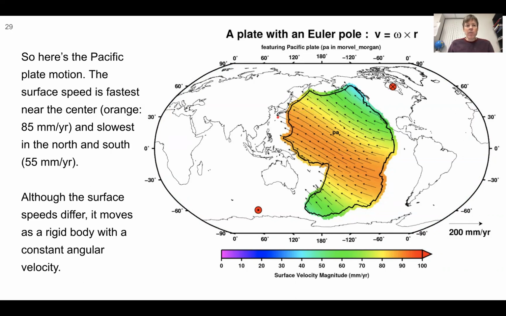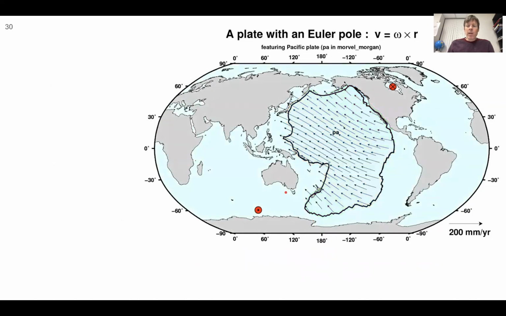So here's the motion. The surface speed is fastest near the center, the orange, at about 85 millimeters per year, and slowest in the north and south at about, say in the green here, low green's 55 millimeters per year. Although the surface speed differs, it moves as a rigid body with constant angular velocity. So like the basketball, the surface speed changes, but it's moving like a rigid body. And here we have, without any of the color, the vectors show the direction and the length shows the speed.